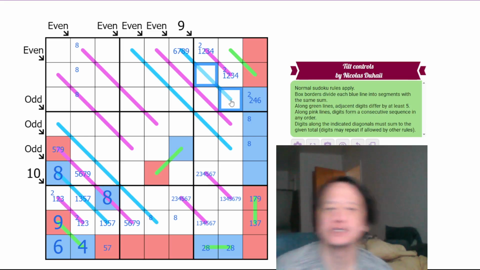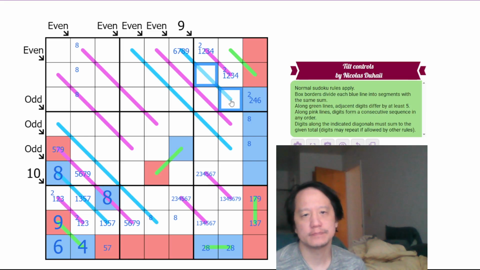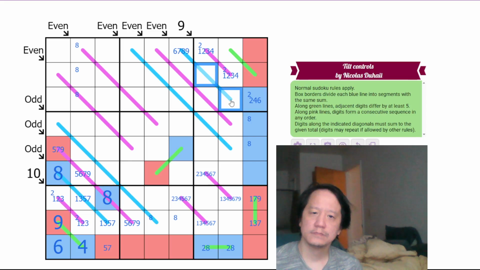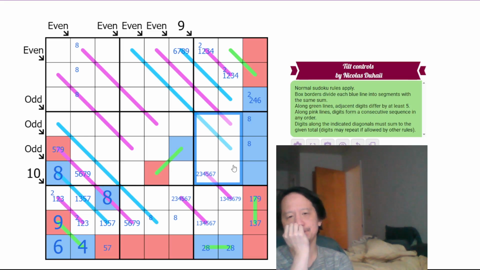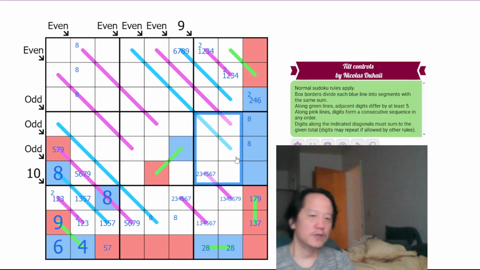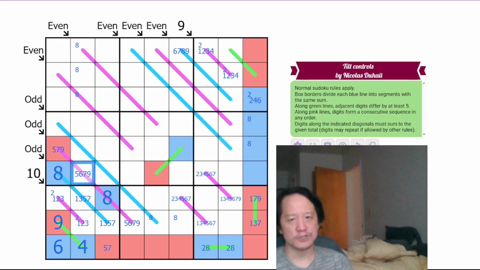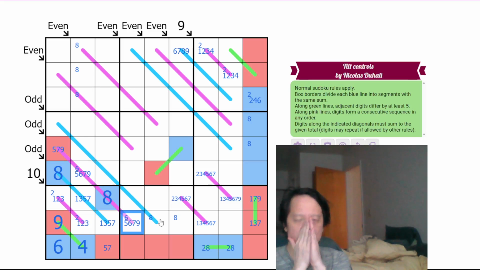That doesn't tell us too much. There's only one even digit in box 6. That's interesting. Does that tell us anything? Not particularly, because we don't know where the even digit is. We do know 6 has to be one of these two digits, but that doesn't tell us too much either.